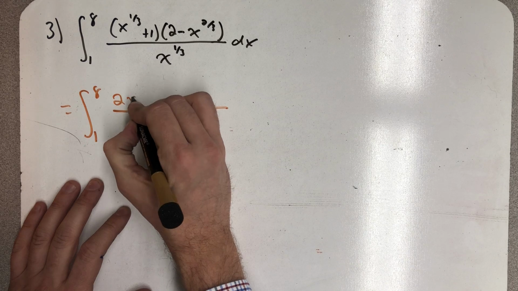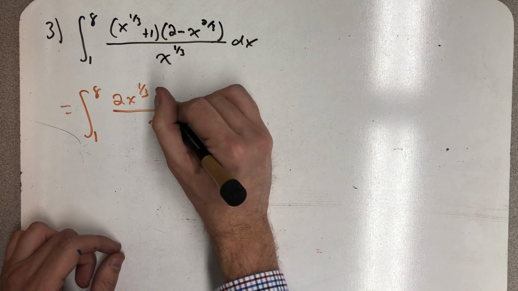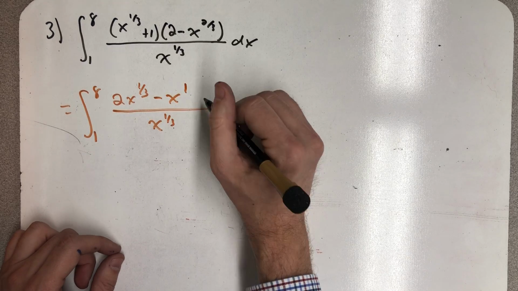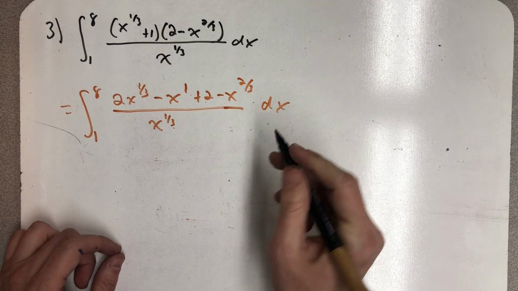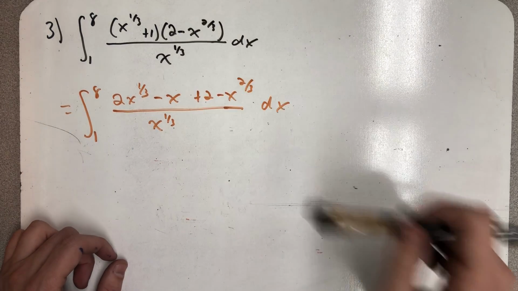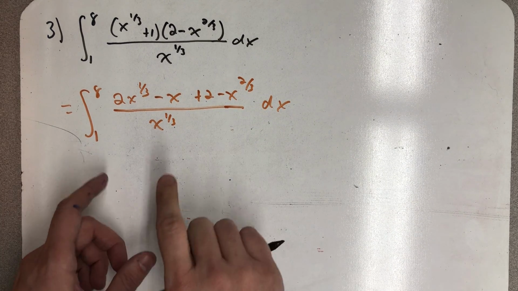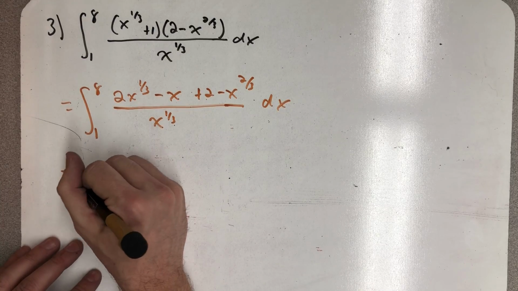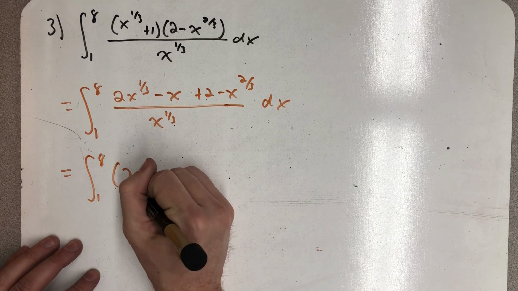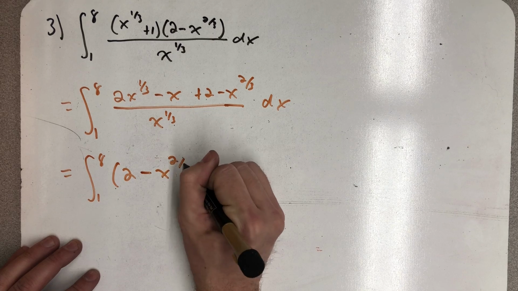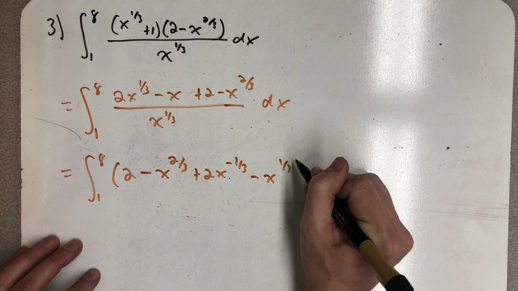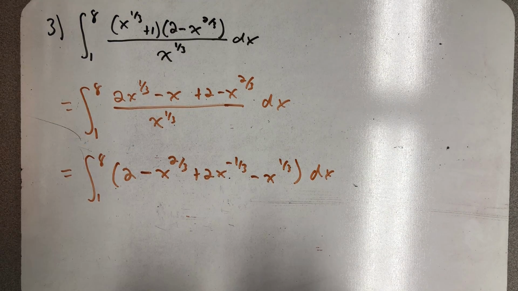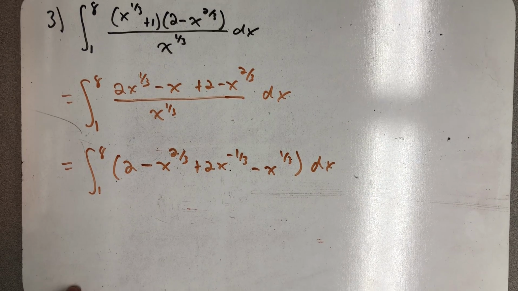So I have 2x to the 1/3 minus x to the 1st plus 2, minus x to the 2/3 dx. No like terms hanging out there, and that x to the 1st looks weird, so I'll just write that as an x. Now I'm going to divide every term by that x to the 1/3. 2 minus x to the 2/3 plus 2x to the minus 1/3 minus x to the 1/3. Remembering we subtract exponents when we're dividing things with the same base. And what I now have is just a bunch of power functions to find antiderivatives of.